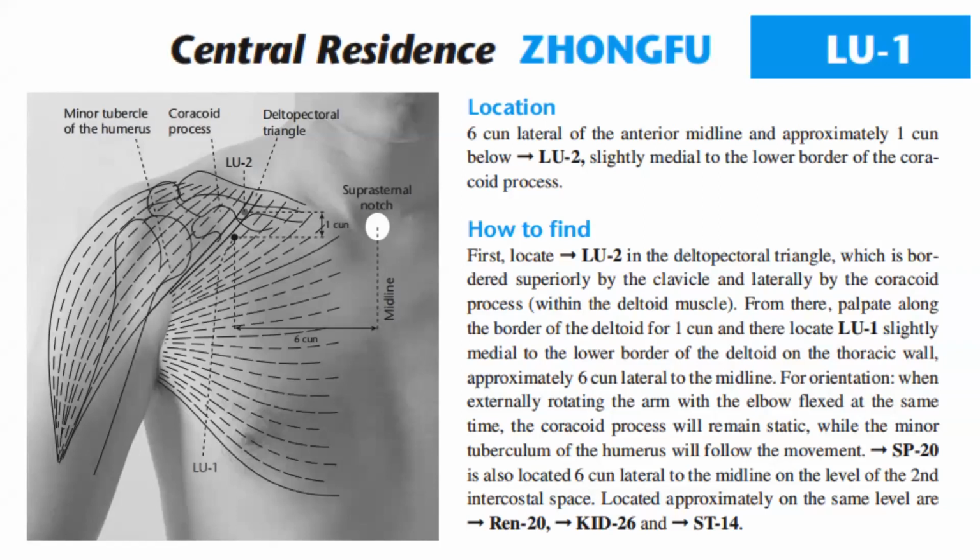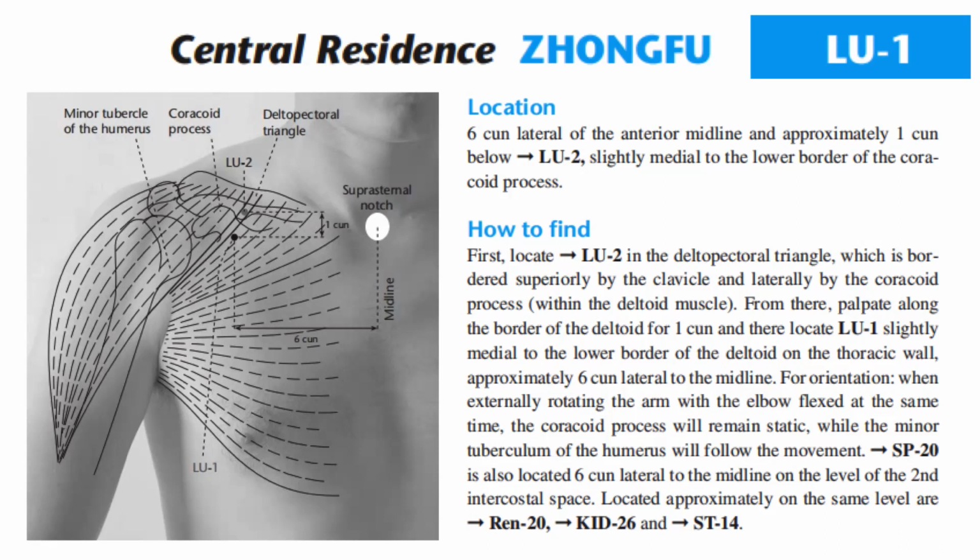So how to find lung 1? First, we have to locate lung 2 in the deltopectoral triangle, which is bordered superiorly by the clavicle and laterally by the coracoid process within the deltoid muscle. From there, palpate along the border of the deltoid for 1 tun, and there locate lung 1, slightly medial to the lower border of the deltoid on the thoracic wall, approximately 6 tun lateral to the midline.